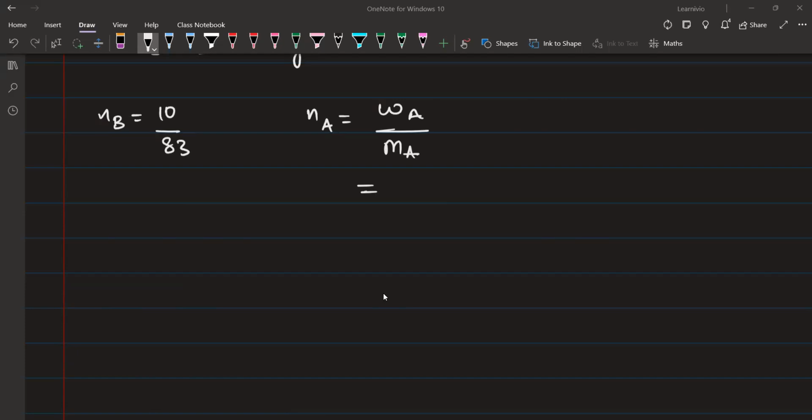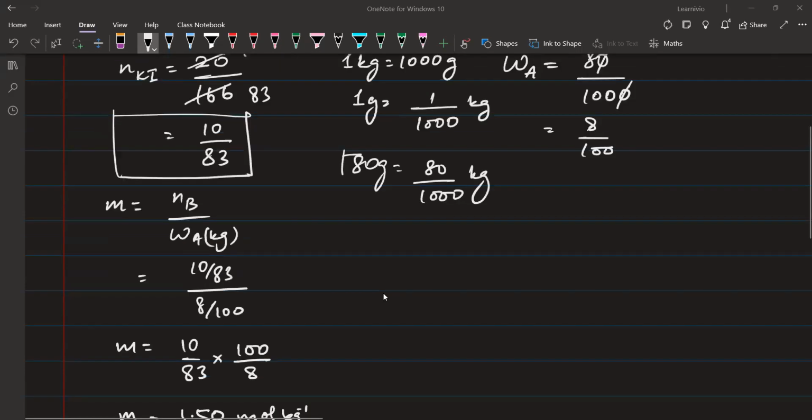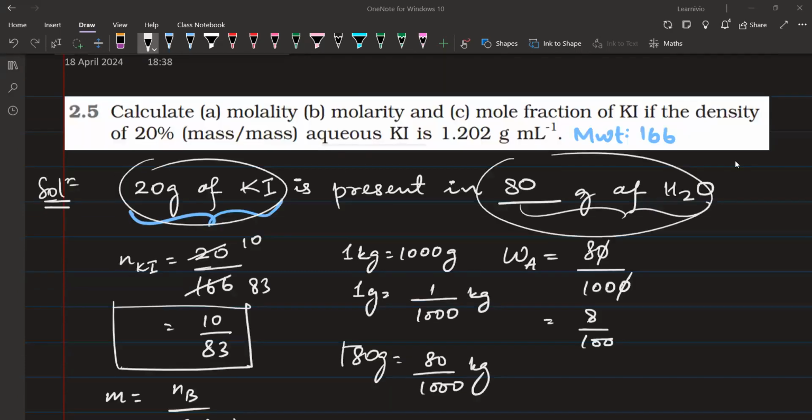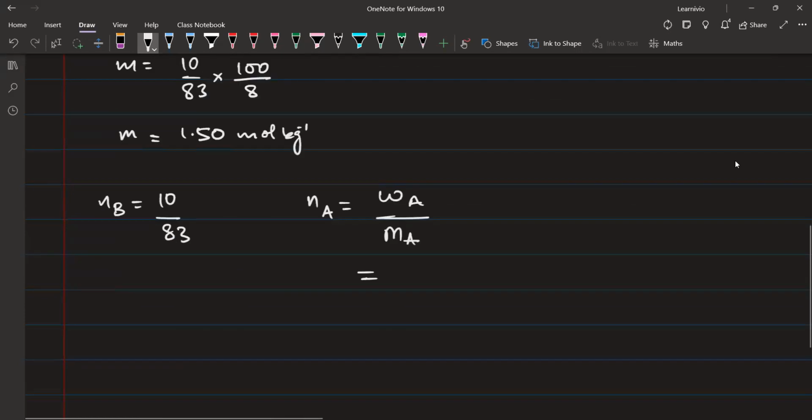8 by 100. No, not 8 by 100. It is not the mass here. Solving. Don't take it in kgs. Only mass, 80 grams, in grams. Okay? 80. Okay. 80 grams divided by the molar mass of water. How much is the molar mass of water?